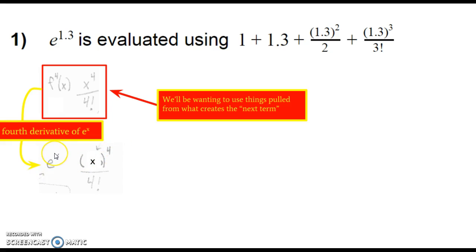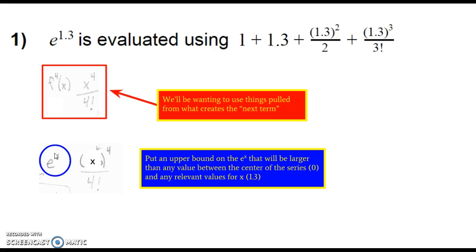Looking at this e to the x, let's talk about that. I want an upper bound on that that's definitely going to be larger than any value between the center of the series, which is at 0, and any relevant x values. Now in this case, the relevant x value is 1.3. So if I want to make this as big as possible, but still not too crazy big, I can just use e to the 1.3 because that'll be larger than any x's between e to the 0 and e to the 1.3. But it won't be so big it'll be crazy.